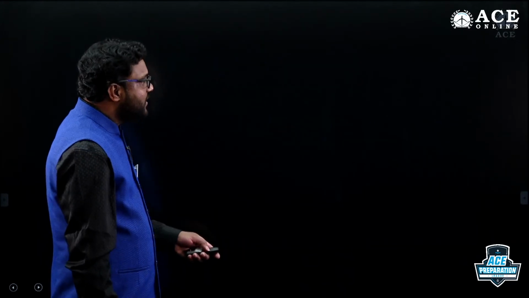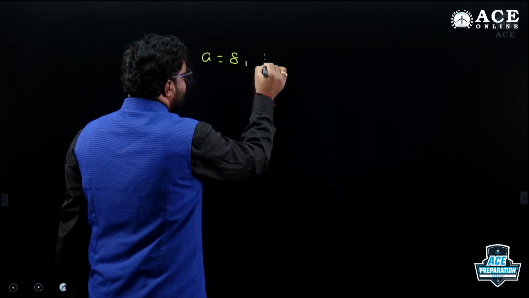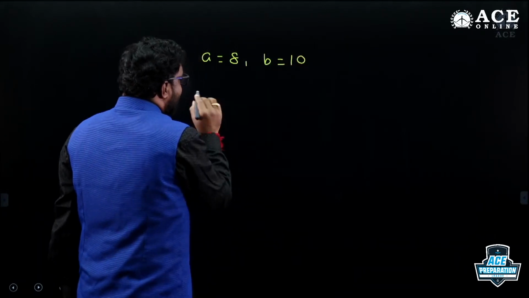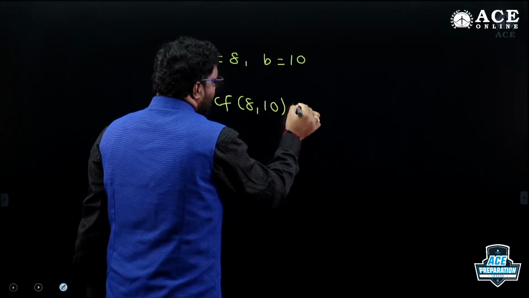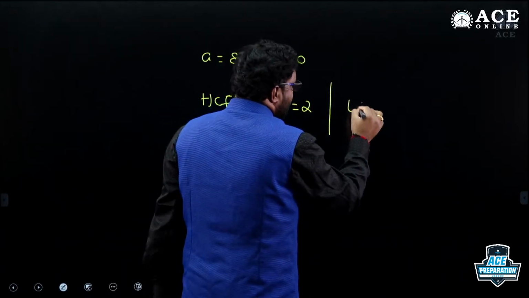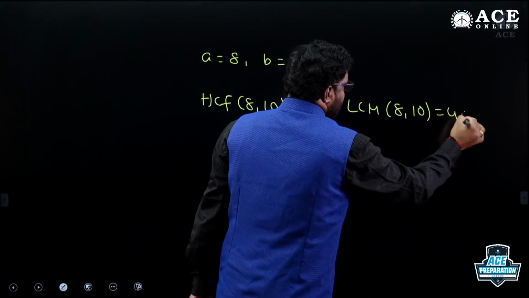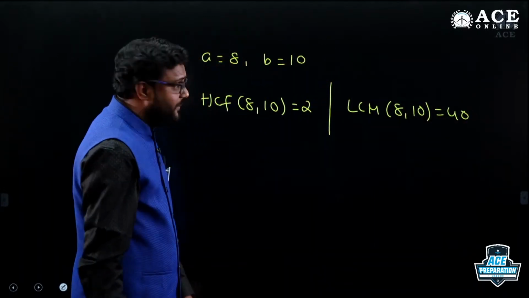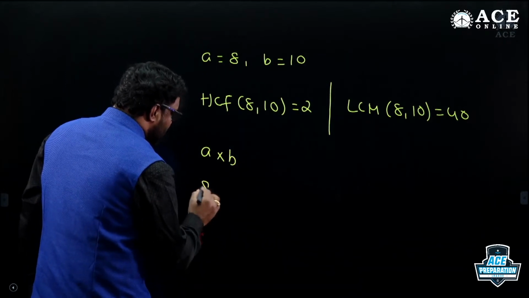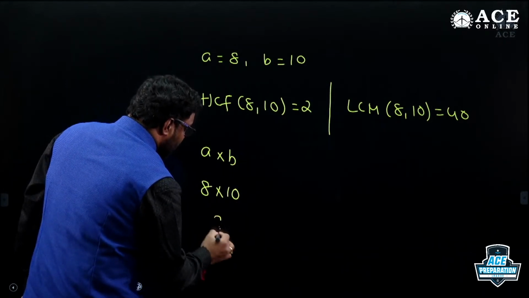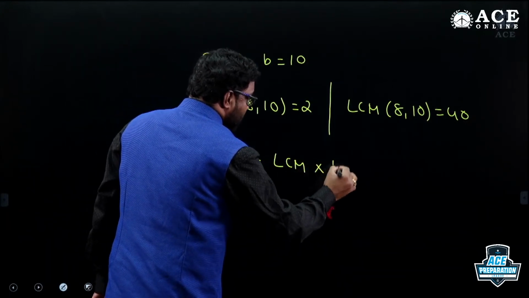Yeah, just now we discussed one example. I took A value 8, B value 10. We calculated the HCF for 8 and 10 as 2, and LCM for 8 and 10 is nothing but 40. Right. Now here, product of 2 numbers A into B, you check it out. Yes, A is 8, B is 10. Product of 2 numbers, 80, is nothing but LCM and HCF product.